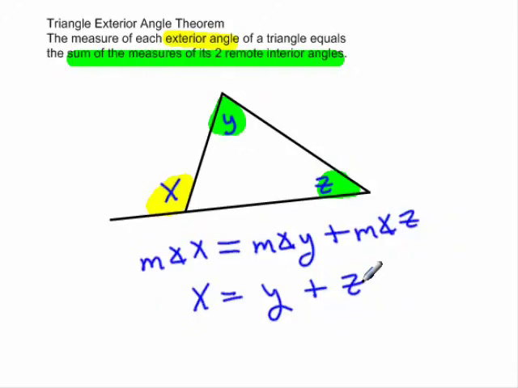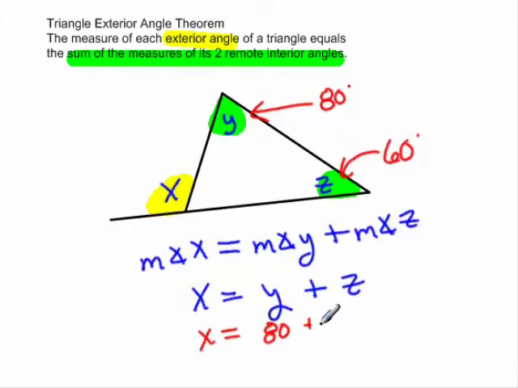Say we're told the measures of two angles. What if we are given that angle Y is, let's say, 80 degrees, and we're told that angle Z is equal to 60 degrees. We want to find the value of X. Well, based upon our theorem, X equals 80 plus 60. Therefore, X equals 140 degrees.